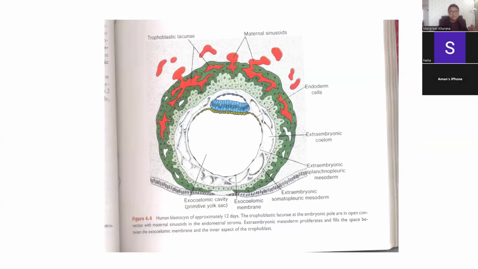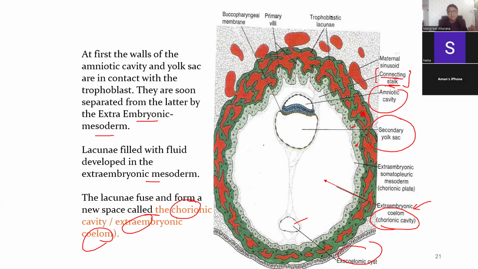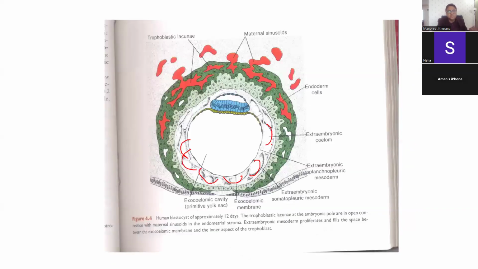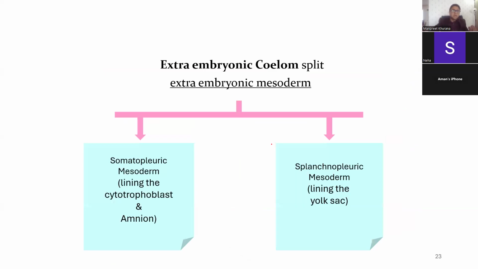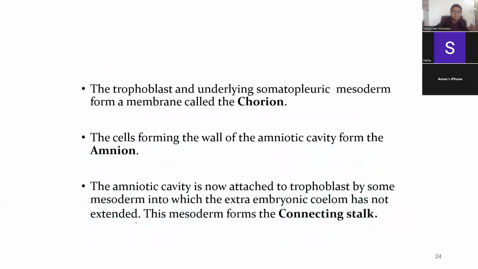Now this is a previous stage. In this stage, what they have shown is that some lacunae are formed before the fusion, right? In this picture, the lacunae have fused and a cavity is formed. So this is just a continuation of that. Now, this extraembryonic coelom splits the extraembryonic mesoderm into two types, the somatopleuric and the splanchnopleuric mesoderm. The splanchnopleuric mesoderm is lining the yolk sac, and the somatopleuric mesoderm is lining the cytotrophoblast and the amnion, which we'll see in the diagram.